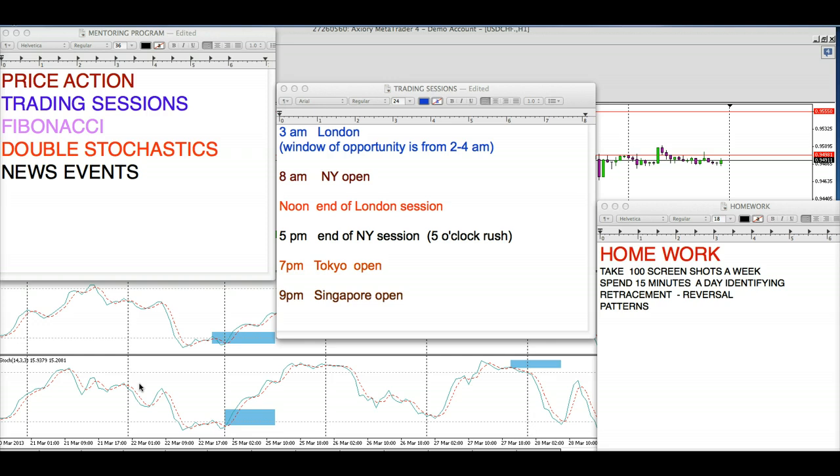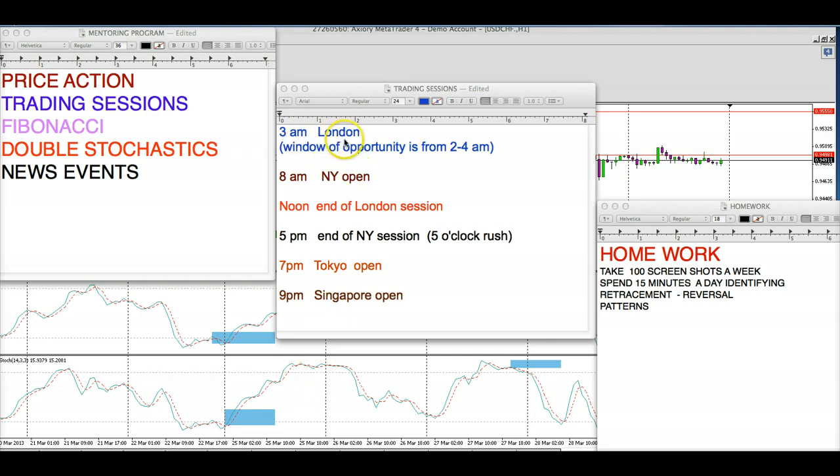On your screen you'll see what we're going to be focusing on in the next 5 tutorials: price action, trading sessions, Fibonacci, double stochastics indicator, and news events. Now, the most important thing, and what we're going to be going over and over again, is the trading sessions.